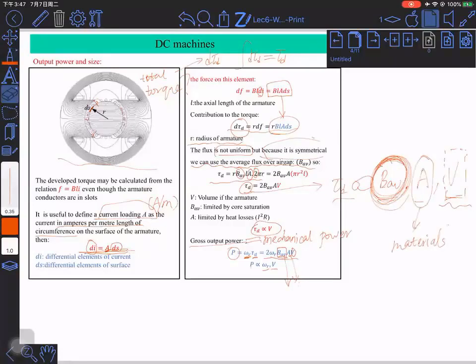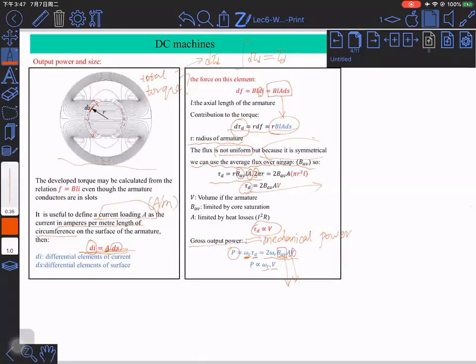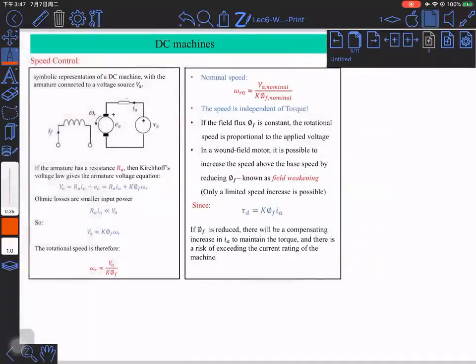So if you are asked to select an electrical machine which can develop a certain torque and certain power, what you have to look at is volume and speed limit, because the volume affects the developed torque, and both the volume and speed do affect the developed power.